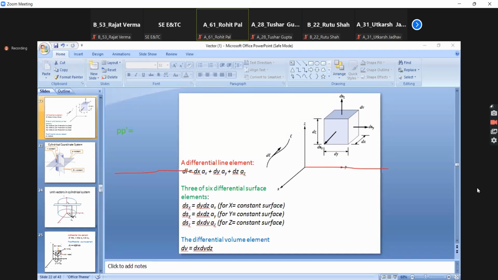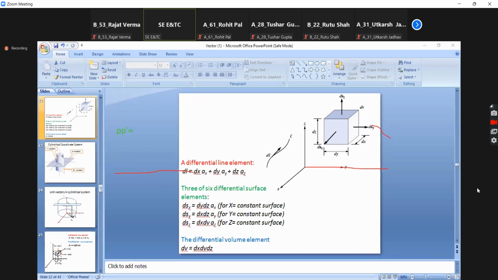Okay, so I'll draw a line wherever I'm pointing, or wherever I'm referring to. Okay, ma'am. Yeah. So I was referring to this particular diagram. This diagram has, as you can see, 6 surfaces, and these 6 surfaces correspond to 2 points, that is P and P dash.